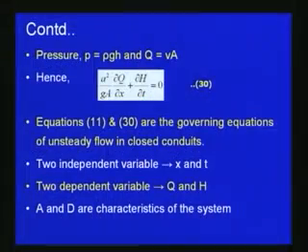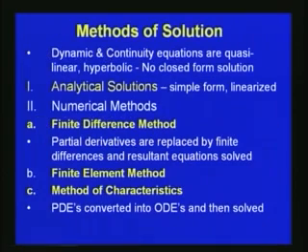Now, to solve these equations, when we are analyzing the transients in the pipeline system or closed conduit systems, the governing equations which we have derived are partial differential equations, like the continuity equation, equation number 30, and the dynamic equation, number 11. So, to get a closed form or analytical solution is difficult. The dynamic and continuity equations are quasi-linear, hyperbolic, so no closed form solution is generally possible.